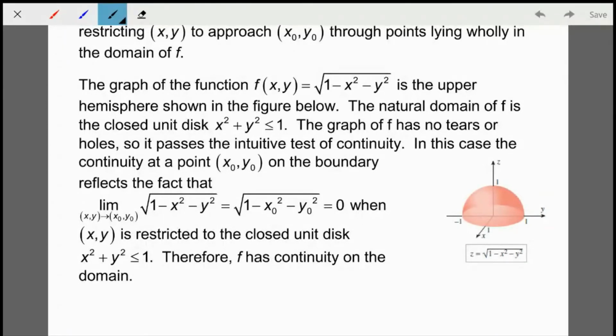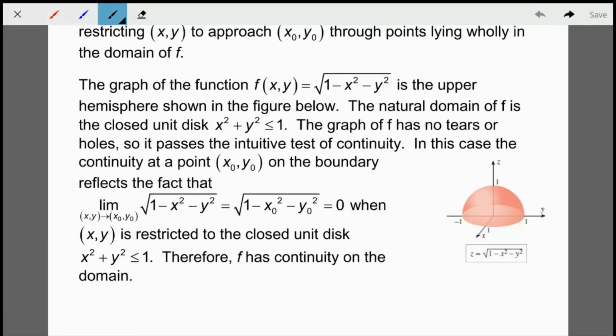You can see what we've done here is we've taken the limit as (x, y) approaches (x naught, y naught) for this function, the square root of 1 minus x squared minus y squared, which is a hemisphere. We've plugged in the point (x naught, y naught). We got the square root of 1 minus x naught squared minus y naught squared, which is 0, which is the same as the function value. So in that case, it has to be continuous at our arbitrary boundary points. Okay, so pretty simple to do.